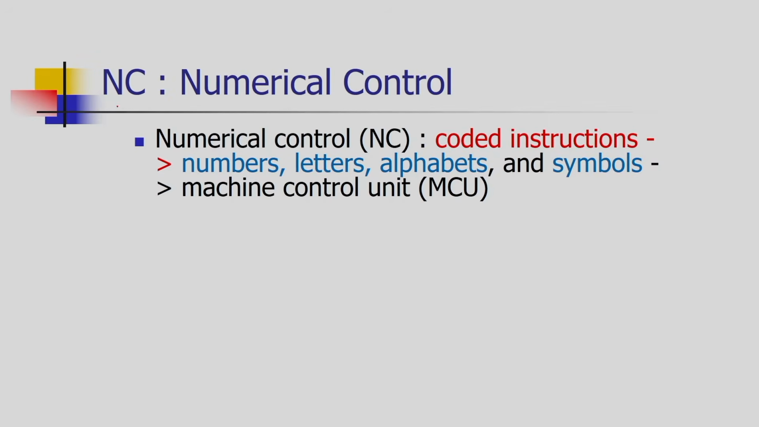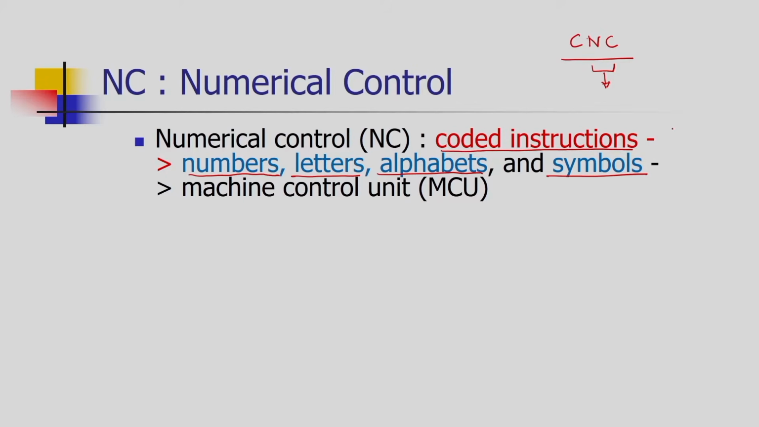Now let us see how these complex surfaces can be machined. To machine these complex surfaces, we need to have computer numerical control technology. The term CNC has 3 letters, C and NC. So let us see what is the meaning of NC. NC is numerical control. In this numerical control, we are using coded instructions. These coded instructions have various numbers, letters, alphabets and symbols.